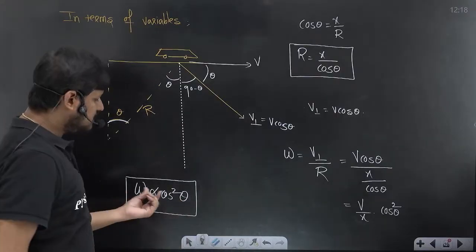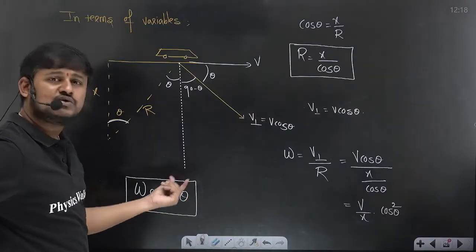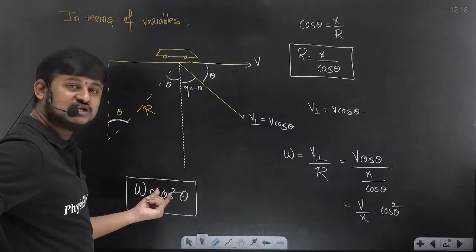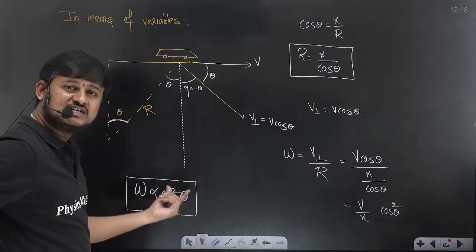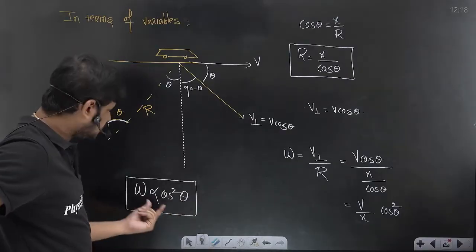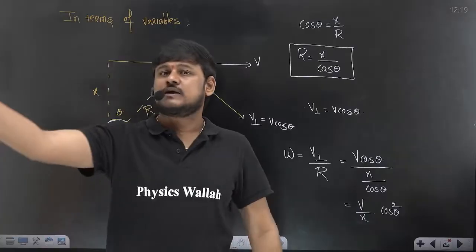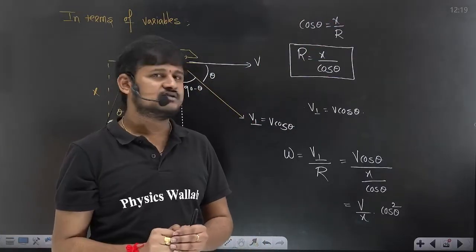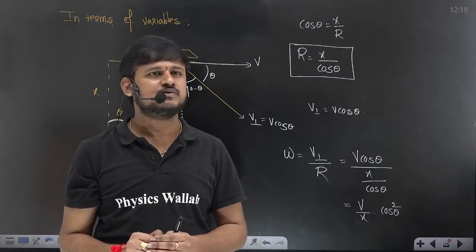Omega decreases as theta increases because cos 0 is 1 and cos 90 is 0. As theta increases, the cos theta value decreases, yes or no? And the omega value also decreases. So that's why, if you are observing far points, you need not rotate your head suddenly. You can just move like this.